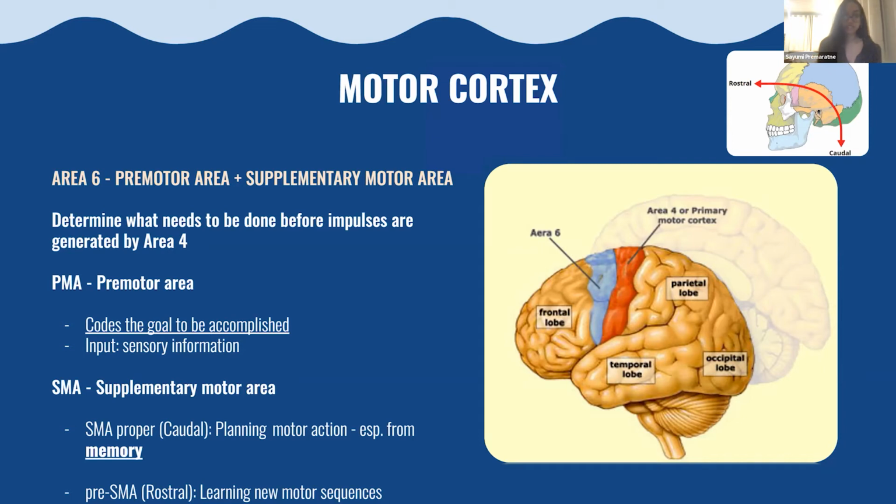And then there's the SMA, so the supplementary motor area. There's two parts. So there's the SMA proper, and that's involved in helping to plan a motor action, particularly from memory. And then the pre-SMA, which is more involved in acquiring or learning new motor skills or motor sequences. And the SMA proper, just anatomically, is more caudal. So if you look at the picture up the top right, you can see that caudal is kind of the more base of your skull. And then the pre-SMA is more rostral, so towards the front to your forehead.